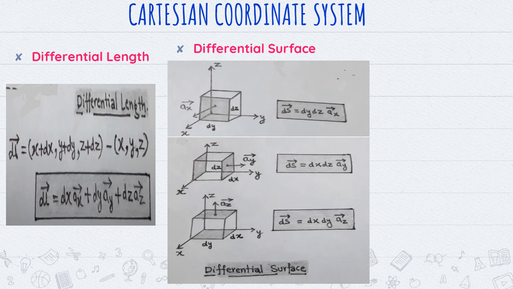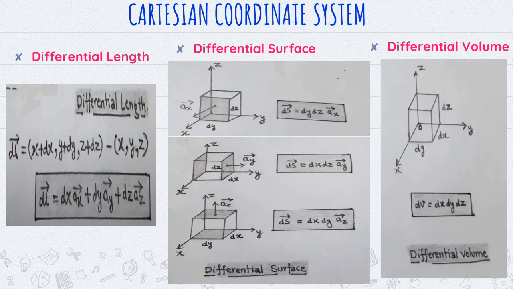Now comes the differential volume. As you already know, volume is nothing but the combination of three sides. As I told you already, there are three sides dx, dy and dz. Therefore, the combination of all three sides together is a volume. That is, the differential volume is given by the formula dx dy dz.